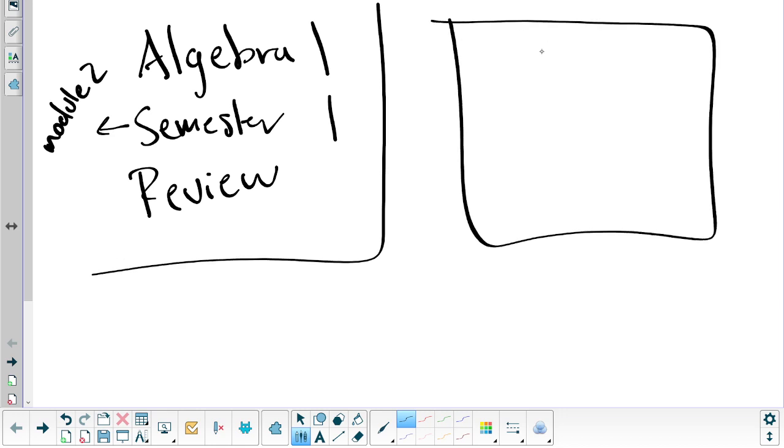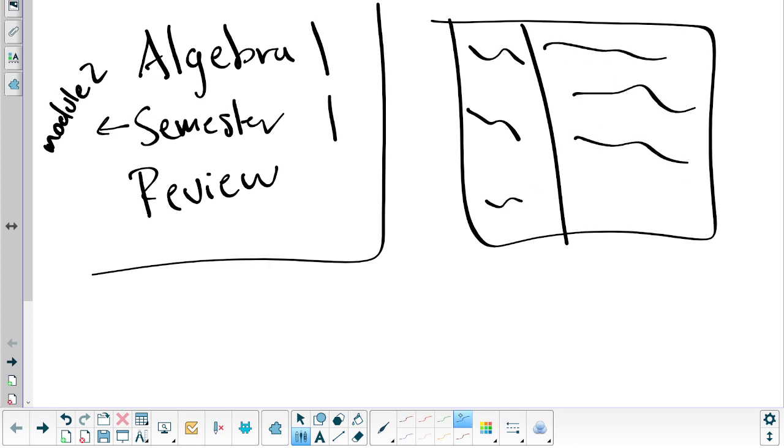It looks like this: you've got a bunch of problems on this side, and a bunch of problems on this side, split into 2 columns. It's 10 questions, and I'm going to be doing the entire left side in this video.